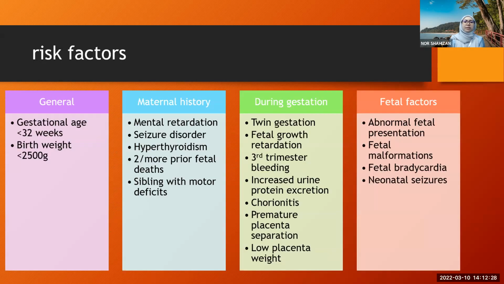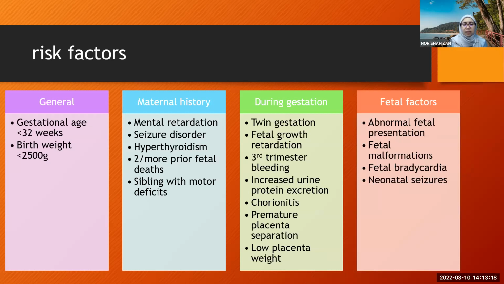What are the risk factors for developing CP? They can be divided into a few groups: general, maternal, risk during gestation itself, as well as fetal factors. In general, if the gestational age is less than 32 weeks or birth weight is less than 2.5 kilo, that is a risk for CP. For maternal history, if the mother has mental retardation, seizure disorder, hyperthyroidism, as well as a history of 2 or more prior fetal deaths, and siblings with motor deficits.